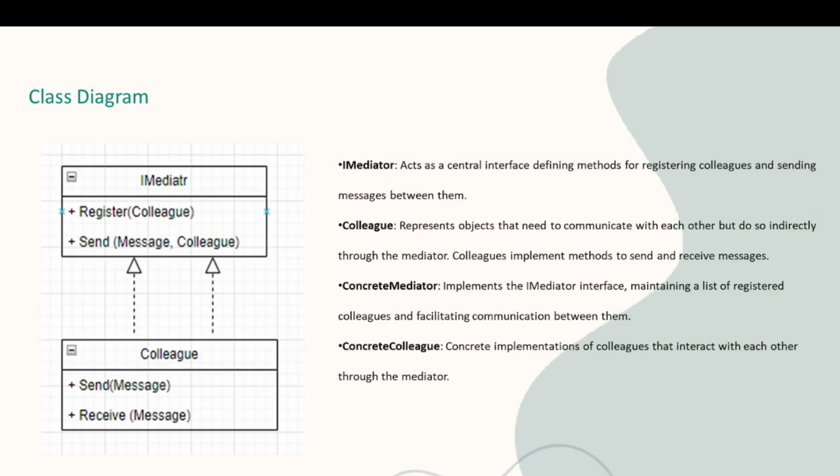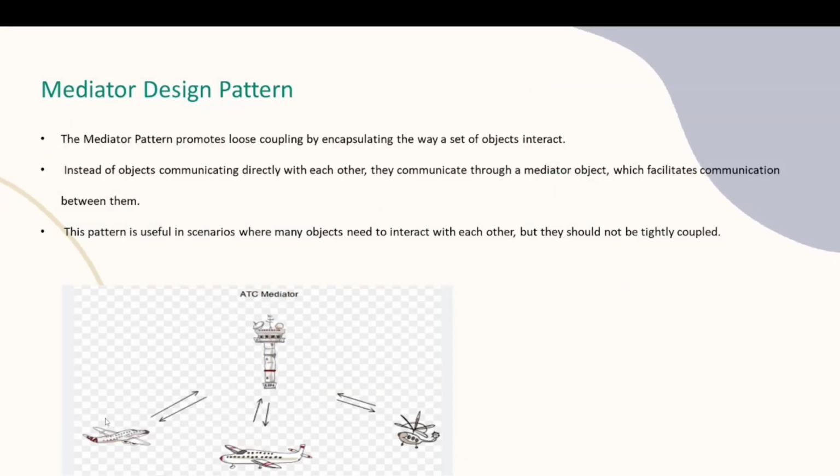There is an IMediator interface. It defines the colleague. As you saw in the previous example, we have so many objects in the space, like aeroplane, helicopter and all. What will happen if they communicate with each other? There will be confusion and there can even be accidents. So to prevent that, we have this mediator here. It communicates with each of these objects. These objects are called colleagues, and this is called the mediator.